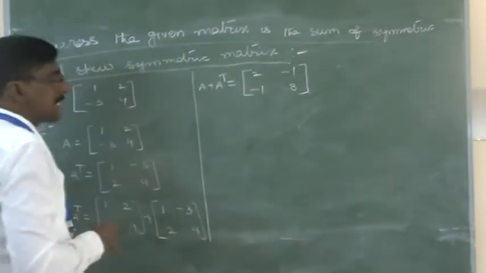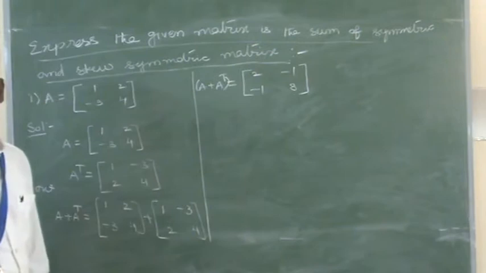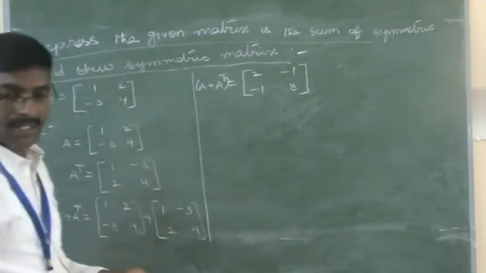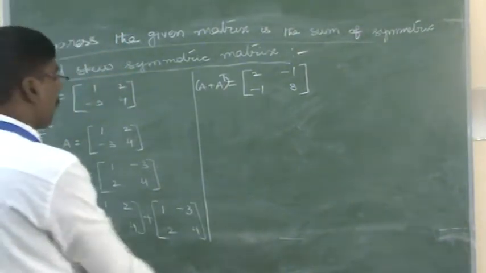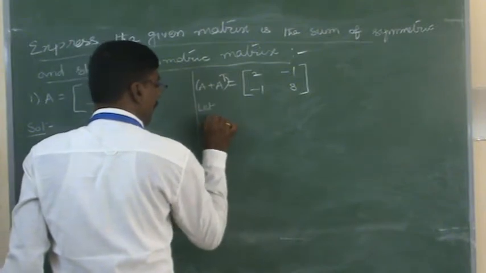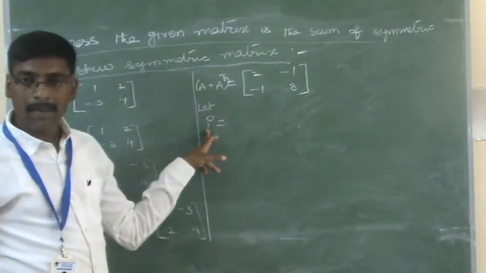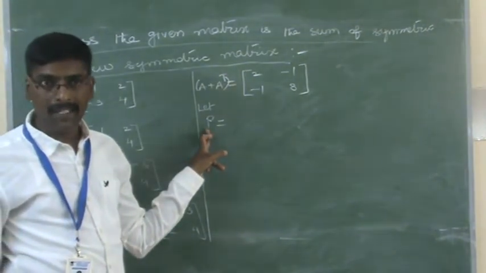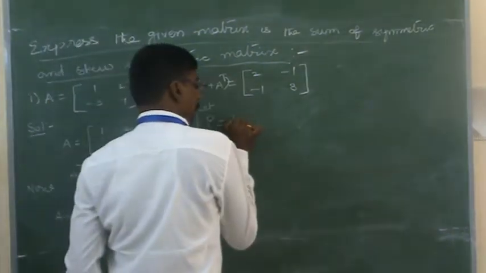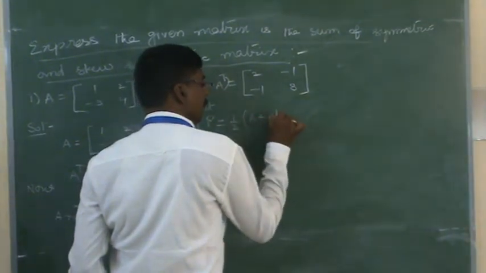Here we need to find A plus A transpose. This is A plus A transpose. From this A plus A transpose, let us take another matrix. The matrix name is P. P can be written as 1 by 2 times of A plus transpose of A.